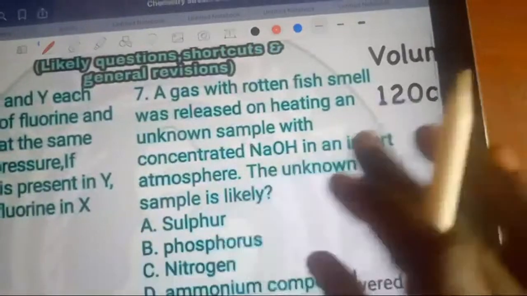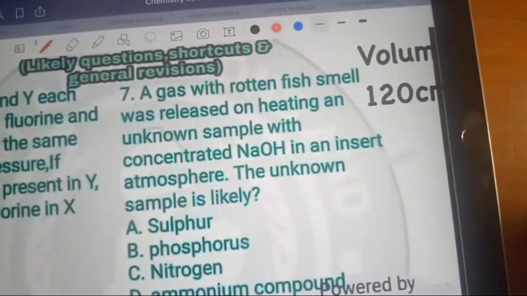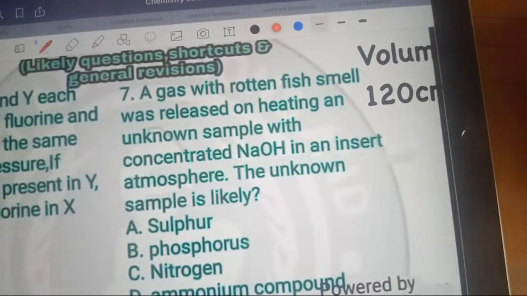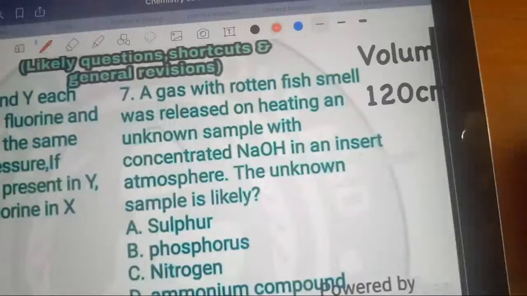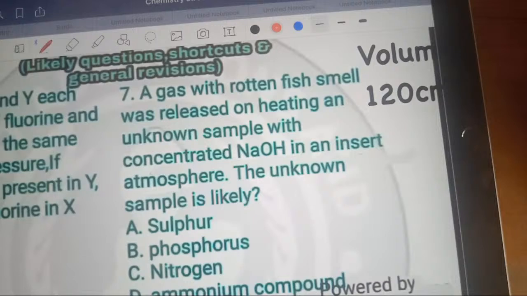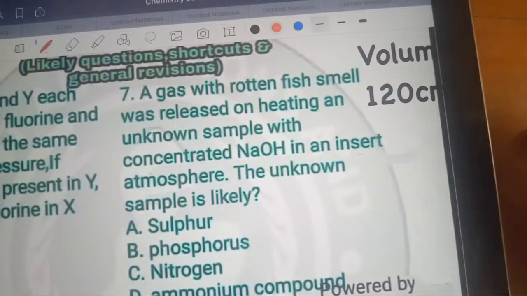Then, coming to question 7, a gas with rotten fish smell was released on heating an unknown sample with concentrated sodium hydroxide in an inert atmosphere. The unknown sample is likely A, sulfur, B, phosphorus, C, nitrogen, D, ammonium compound. I know you'll be tempted answering ammonium compound, but unfortunately that's not what it is. It's not actually ammonium compound.